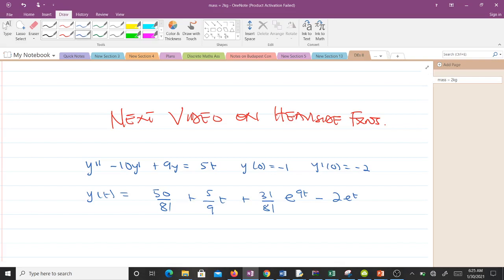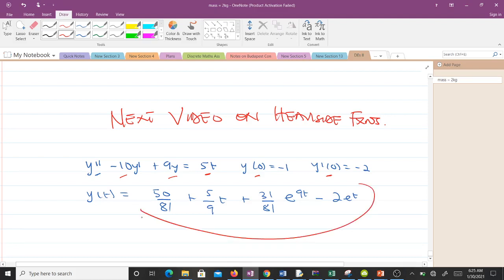There's a trial question here to test your understanding of what you've learned. You can try to use the concept to solve this differential equation here: y double prime minus 10y prime plus 9y equals 5t, with y of 0 equals negative 1 and y prime of 0 equals negative 2. When you're able to solve it correctly, your solution y of t should be this. So try and solve this question after watching the video to see whether you understood things or not.